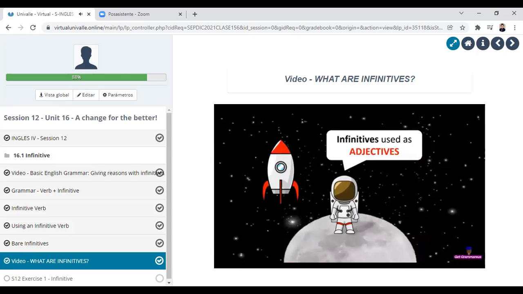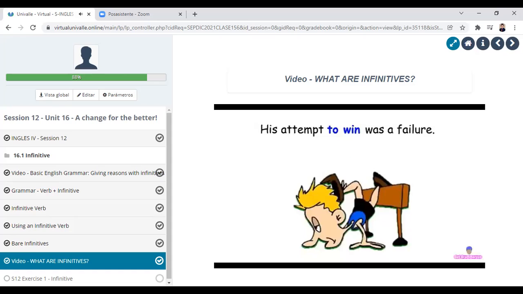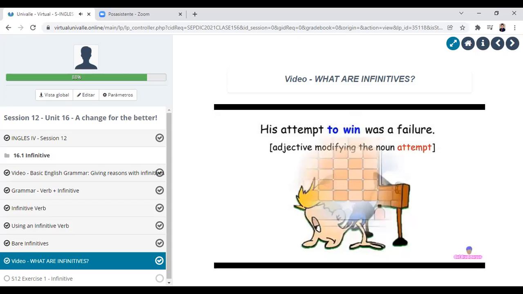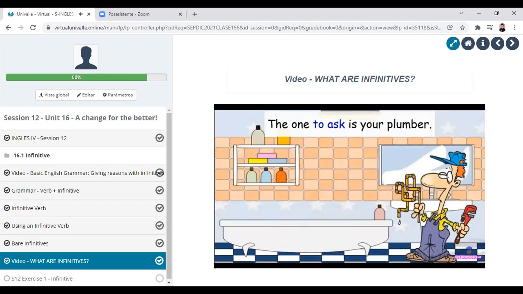Infinitives used as adjectives. His attempt to win was a failure. To win is an adjective modifying the noun attempt. The one to ask is your plumber. To ask is an adjective modifying the pronoun one.